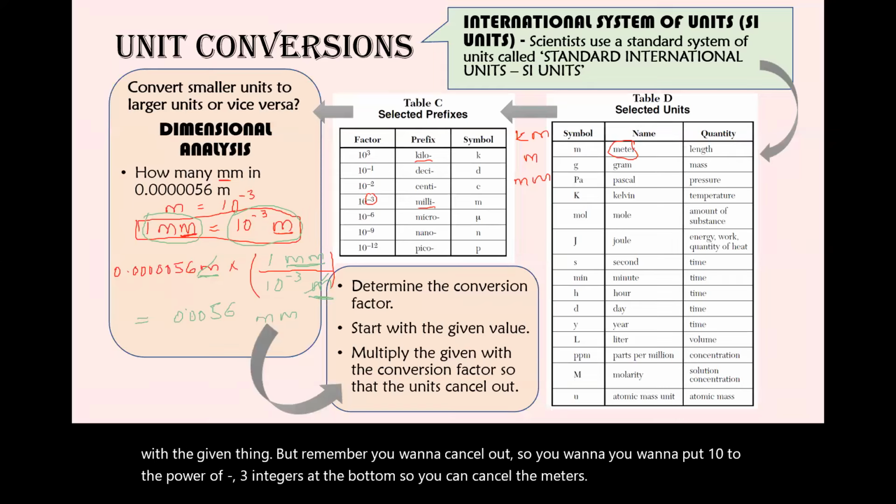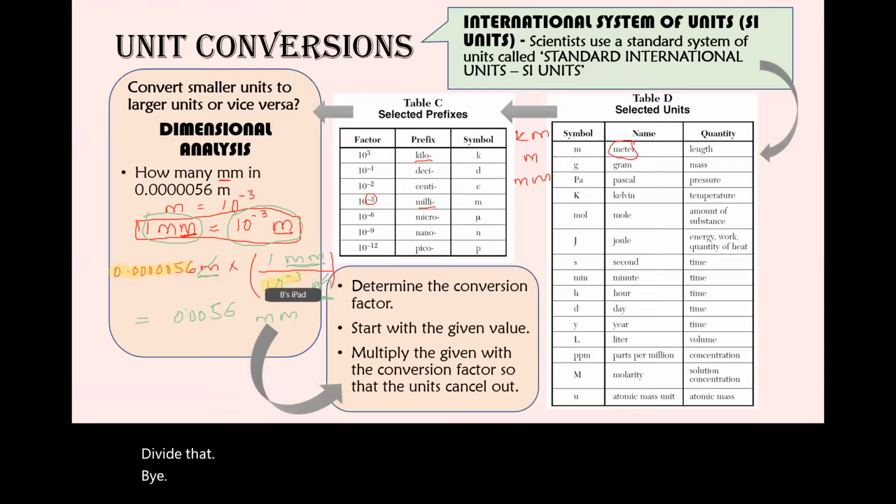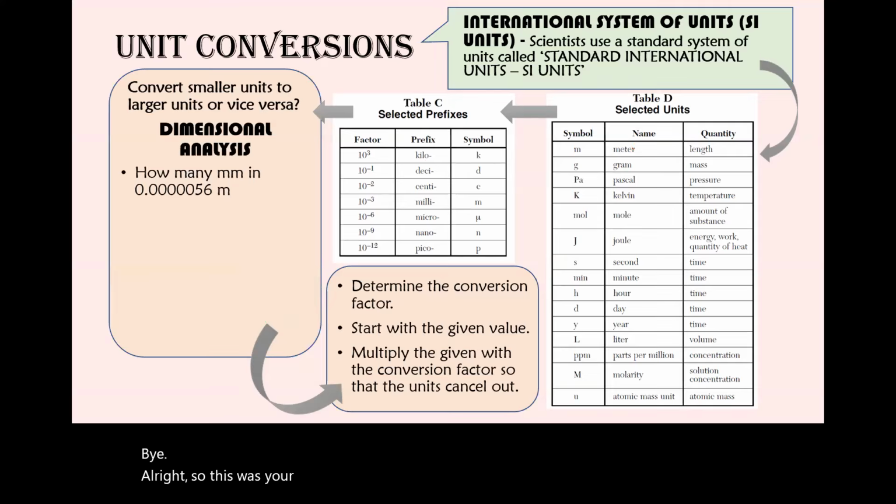By the way, for the math part in this question, you are going to divide, in case someone was wondering this. So you are going to divide the 0.000056 by 10 to the power of -3. So that's what gave you the 0.0056. All right, so this was your dimension analysis. Let's move on to the next thing about measurements, and that is significant figures.